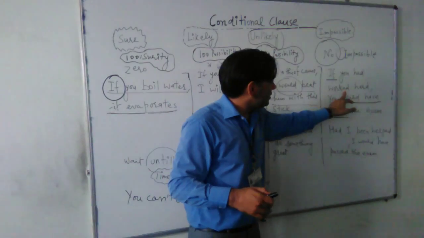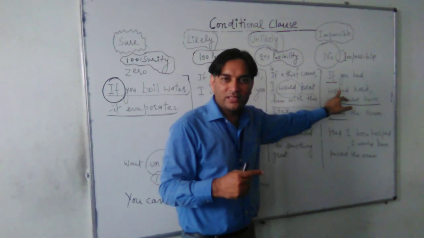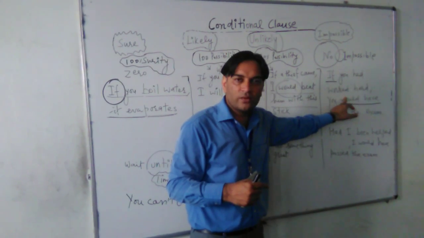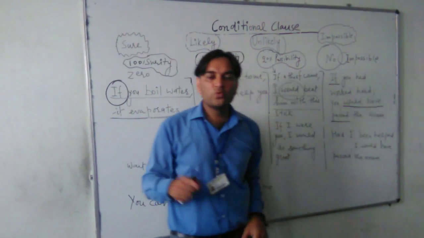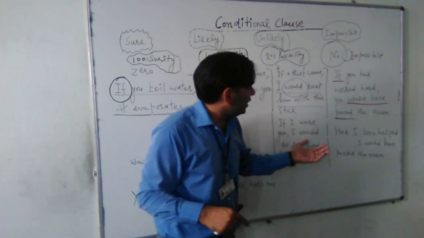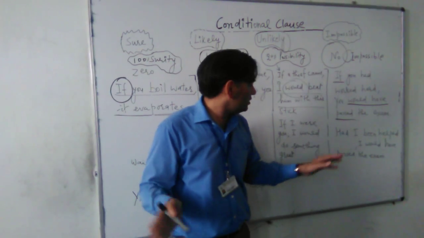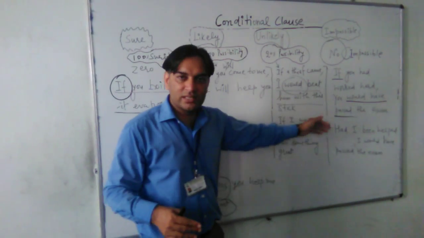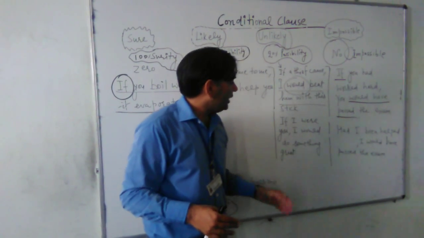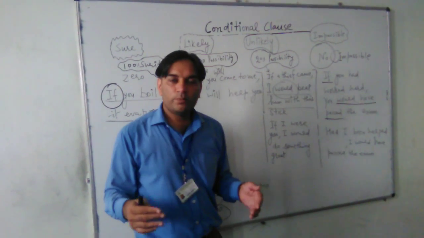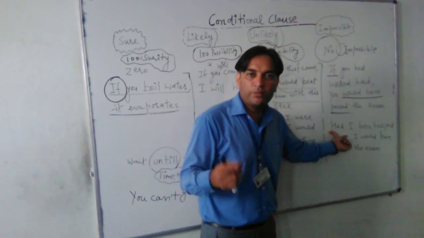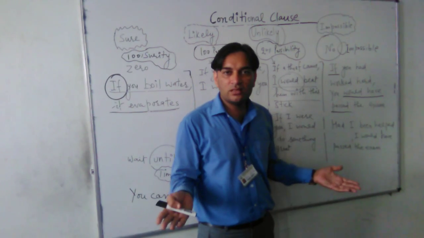So in the conditional part of this kind of sentence, we use had plus verb's third form, and in the main part we use would have plus verb's third form. If you had worked hard, you would have passed the exam. Now nothing can be done. Next, had I been helped, I would have passed the exam. Had I been helped, here the subject is passive. Had I been helped, now nothing can be done.